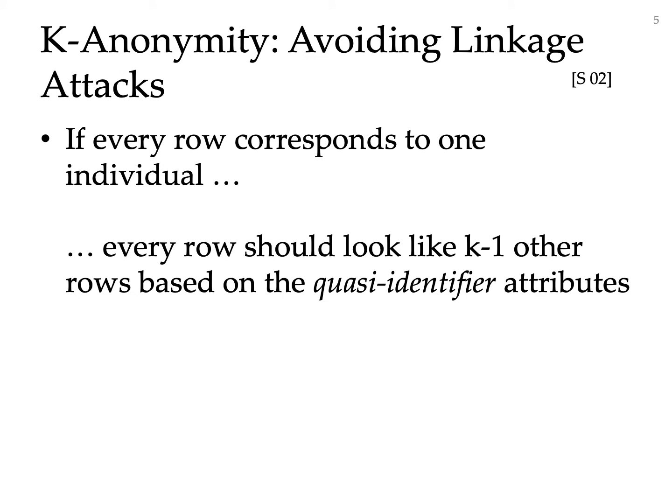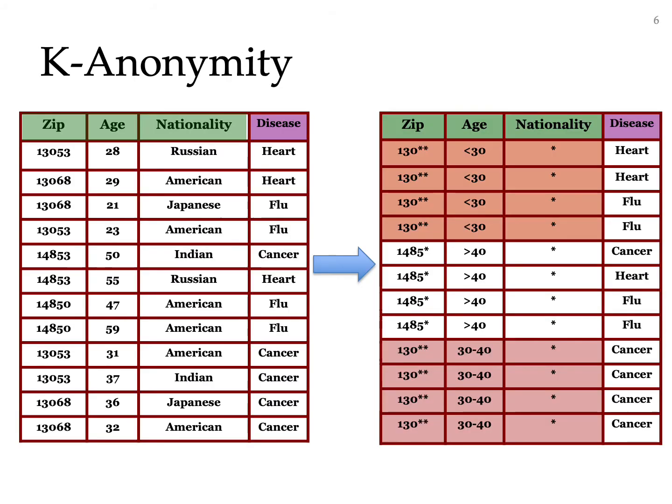And here's one solution for this, which is called k-anonymity, which could avoid linkage attacks. The k-anonymity works as follows. If every row corresponds to one individual, then every row should look like other k-1 rows based on the quasi-identifier. Here's an example of 4-anonymity. If we consider the zip code, age, and nationality as quasi-identifiers, then each row should look similar to the other three rows with respect to the quasi-identifier attributes.